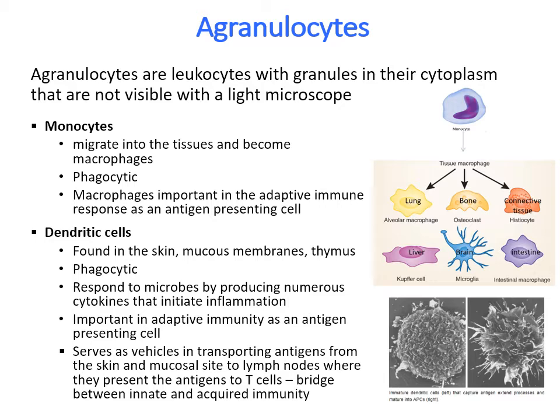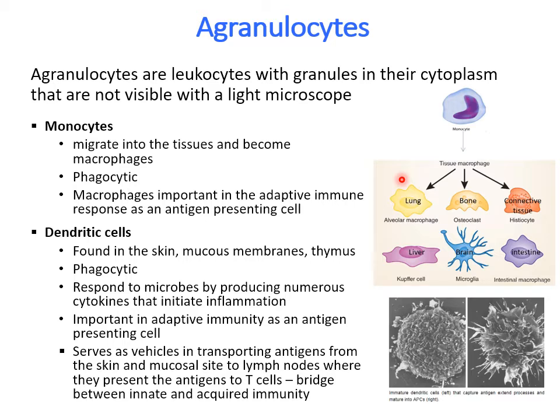There are three different types of agranulocytes: monocytes, dendritic cells, and lymphocytes. Monocytes are not actively phagocytic until they leave circulating blood and enter specific body tissue and mature into macrophages. For example, in the liver, monocytes become Kupffer cells, in connective tissue they become histiocytes, in the brain they become microglia, and in the lung they become alveolar macrophages. Macrophages are phagocytic.